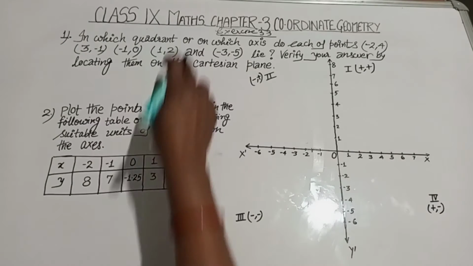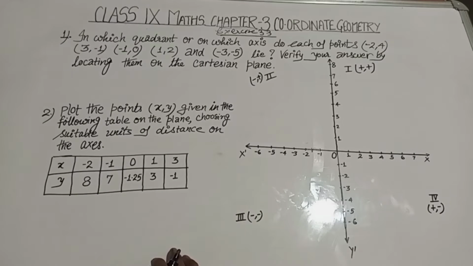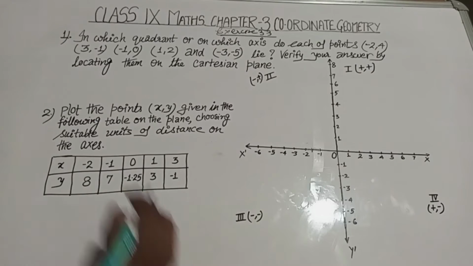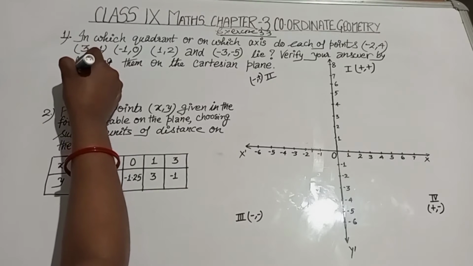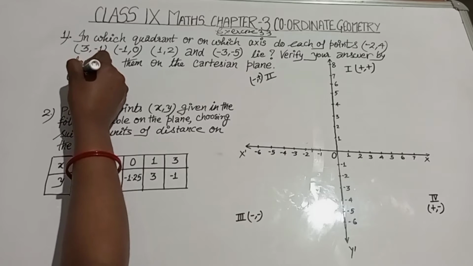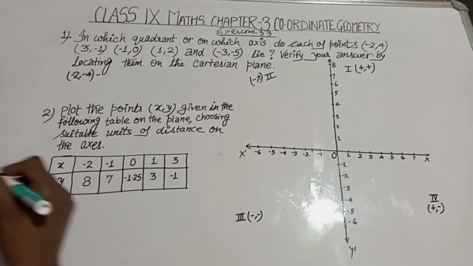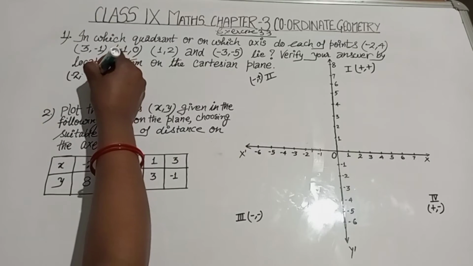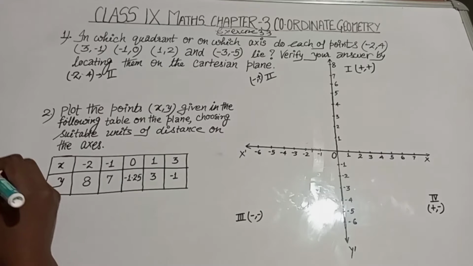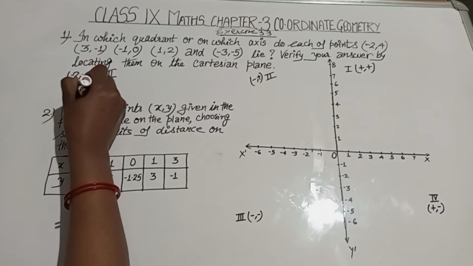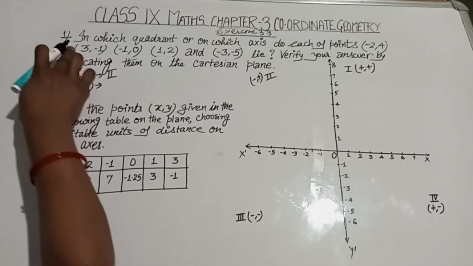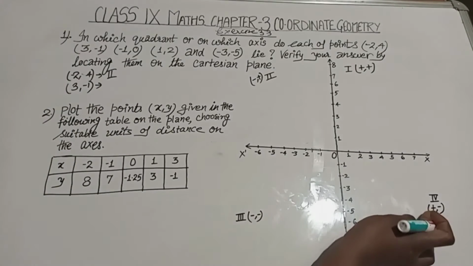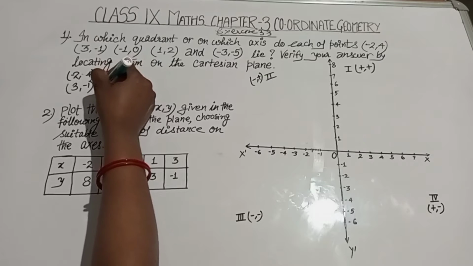So in which quadrant or on which axis does each point (-2, 4), (3, -1), (-1, 0), (1, 2), (-3, -5) lie? Starting from the first one, this is -2 and 4. The x is minus and the y is 4, that is plus. This is minus plus, second quadrant, so you will write here second quadrant. Next, 3 and -1: plus minus is the fourth quadrant, so you will write here fourth quadrant.